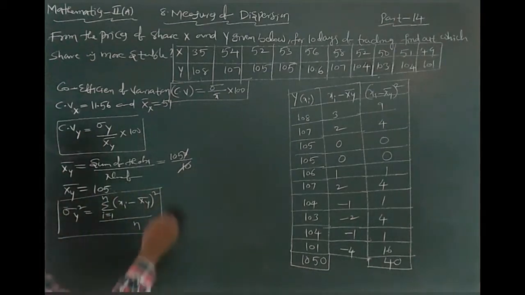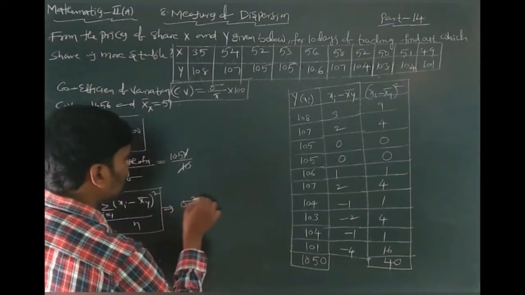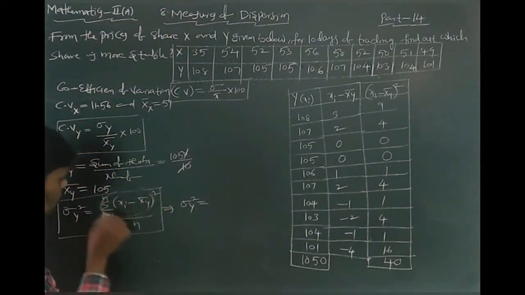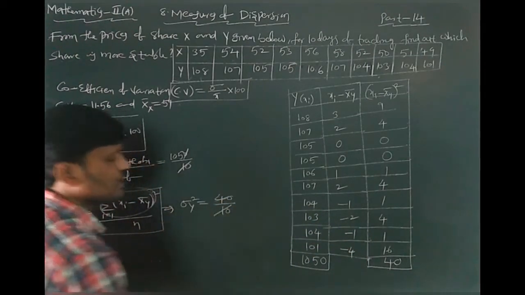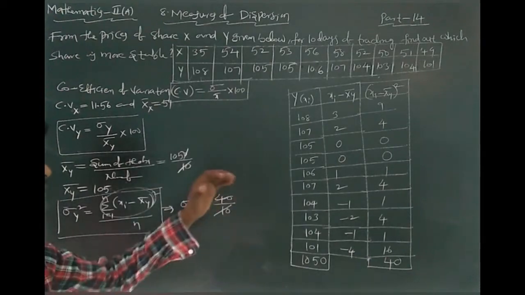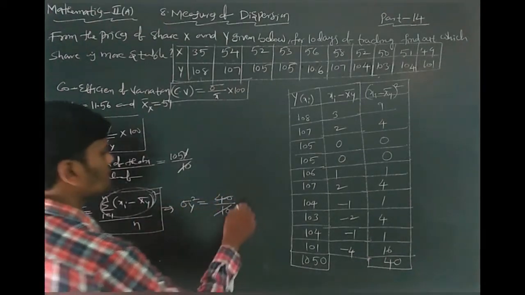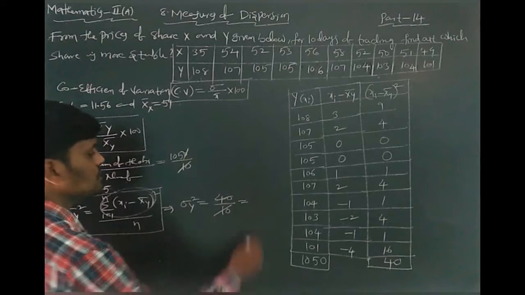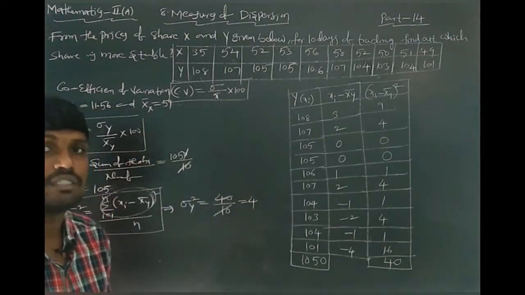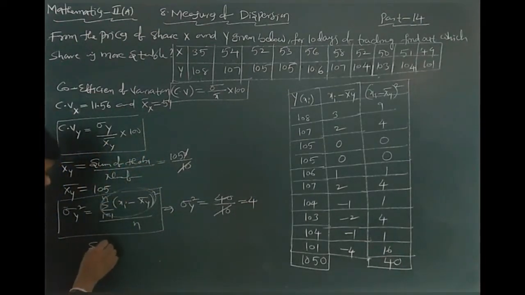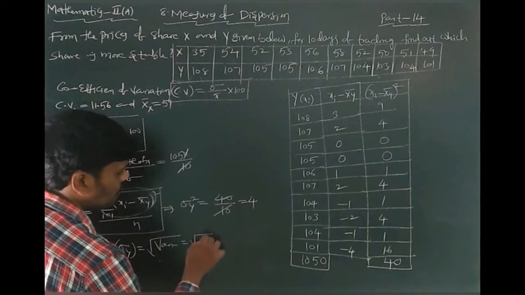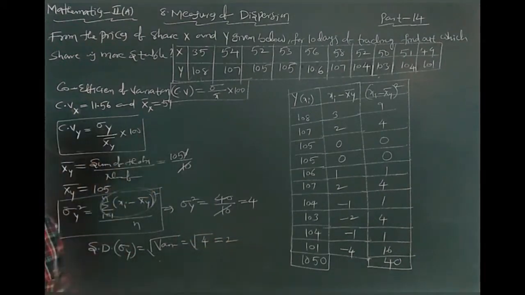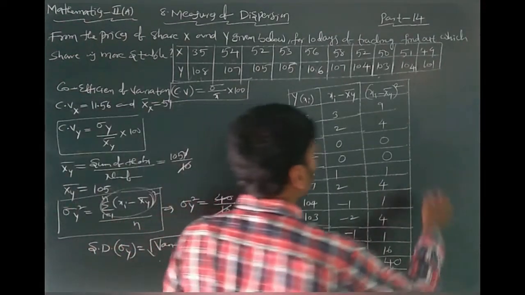That value substituted in this formula, you get sigma y whole square equal to 40 by 10, which is approximately 4. This is the sigma y square value. After that, the standard deviation. Standard deviation sigma y is equal to the square root of the variance. The square root of 4 is 2.